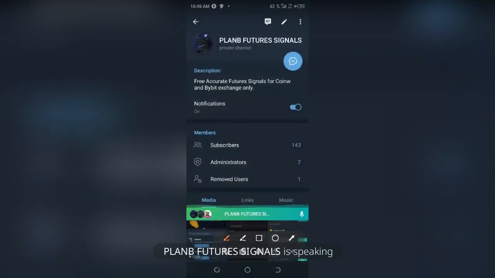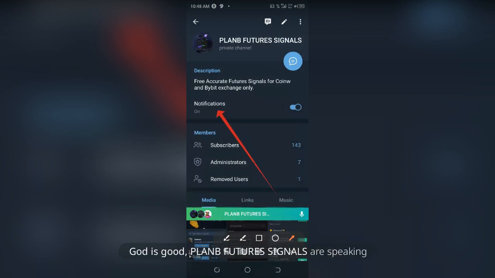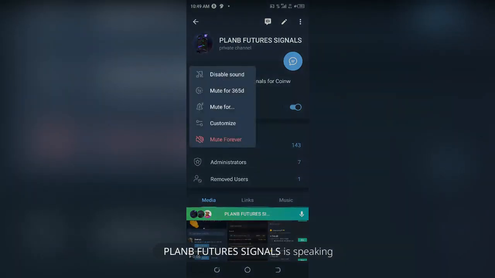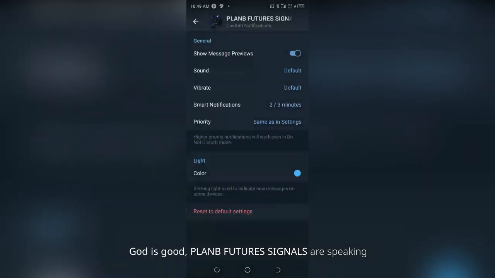I don't know why this thing is not coming to my home page. You can see notification, Abby. Okay, good. Once you tap on it, it's going to give you options. You're going to see customize. You click on customize.